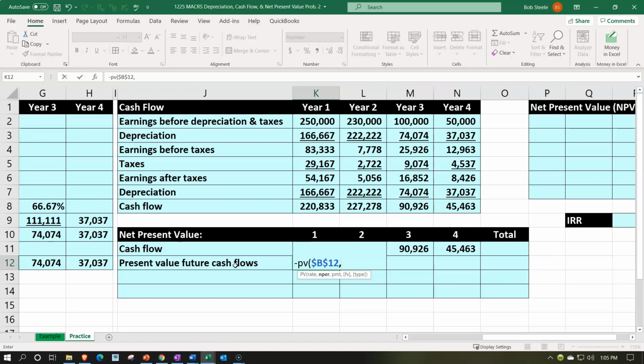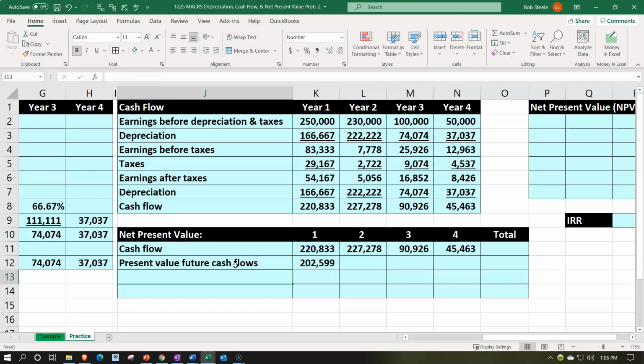And then we'll go to the number of periods, which is 1 year out for this one, comma, because it's not an annuity, future value, the amount above it. So we present value that 228,833 to 202,599. Let's do it again over here.